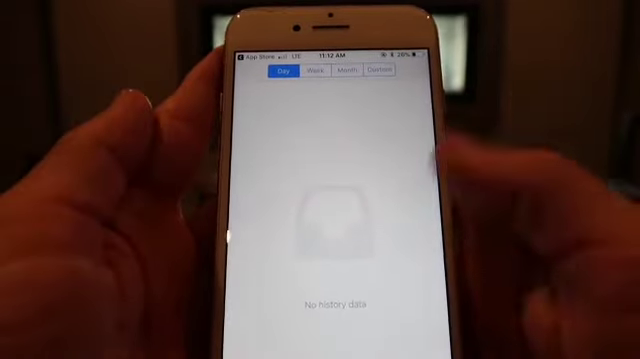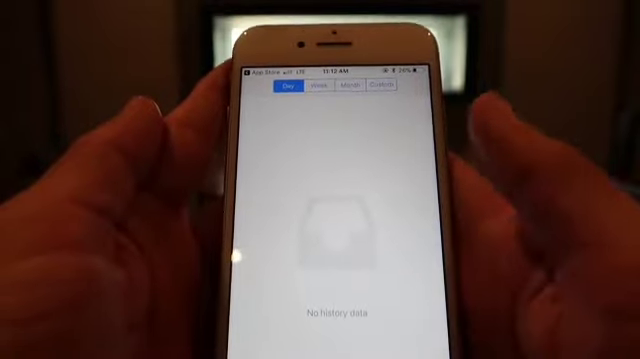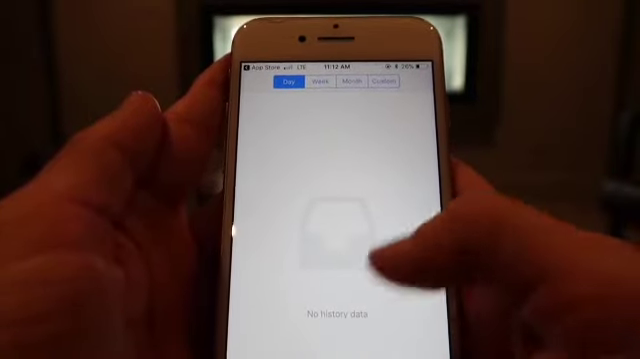So on this page, this is our history page. I obviously haven't closed or done many trades lately. If there were trades to close, you would see them and they would appear here.